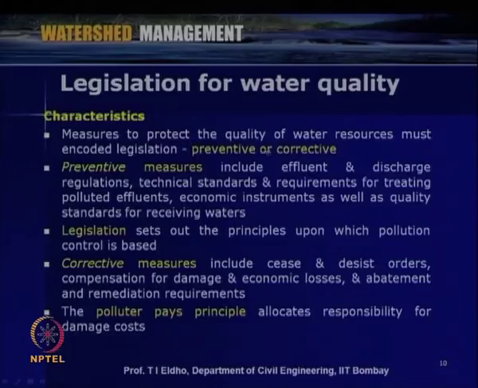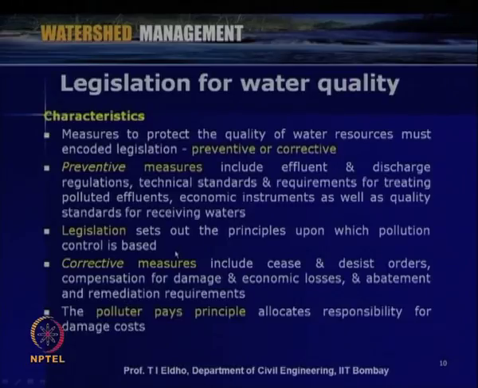Some of the important characteristics to be considered are measures to protect the quality of water resources. That aspect should be there in the legislation. This can be preventive or corrective. Preventive measures include effluent and discharge regulations, as far as water quality is concerned, then technical standards and requirements for treating polluted effluents, economic instruments, as well as quality standards for receiving waters. Then the legislation sets out the principles upon which pollution control is based. If you consider corrective measures, they may include cease and desist orders, compensation for damage and economic losses, and abatement and remediation requirements.